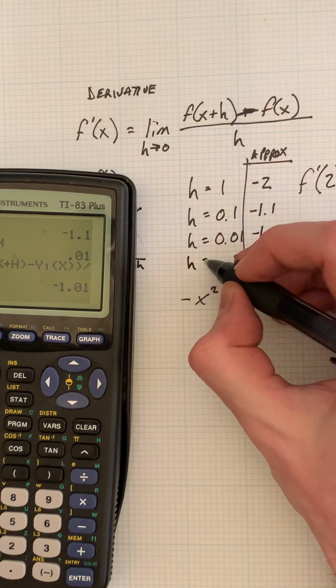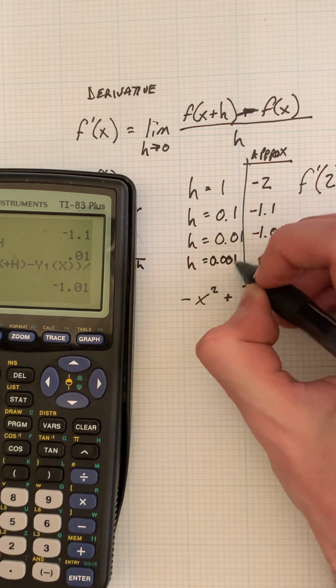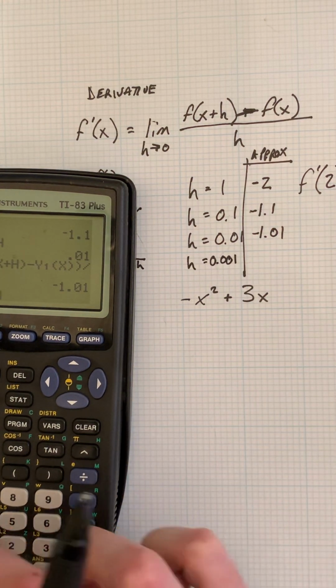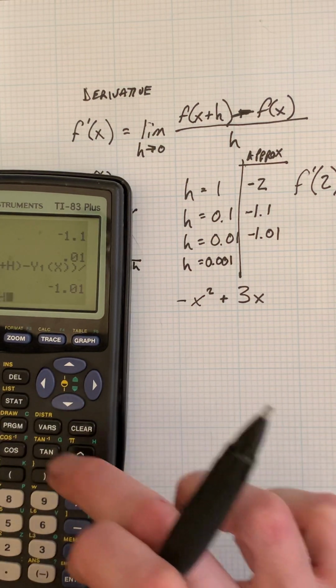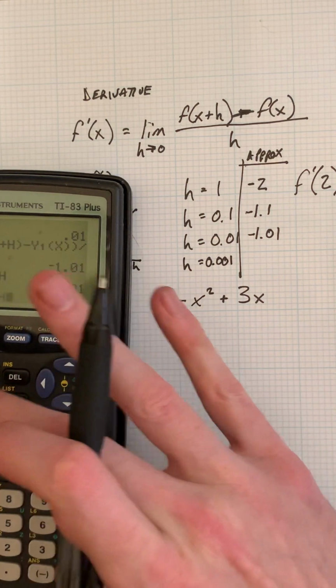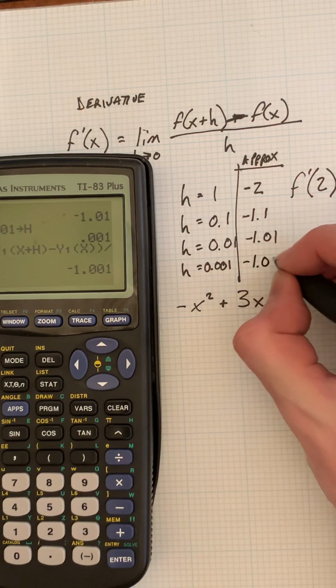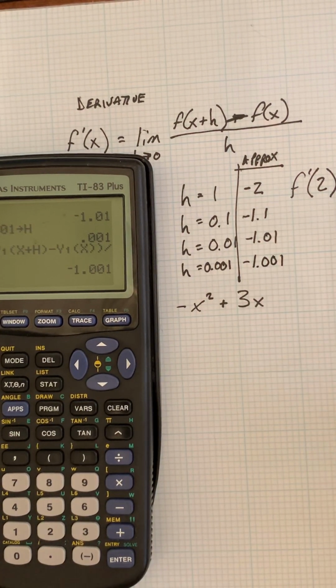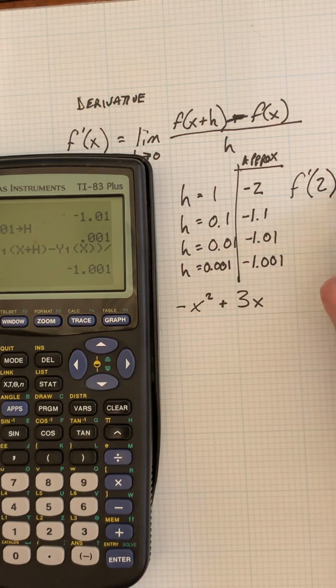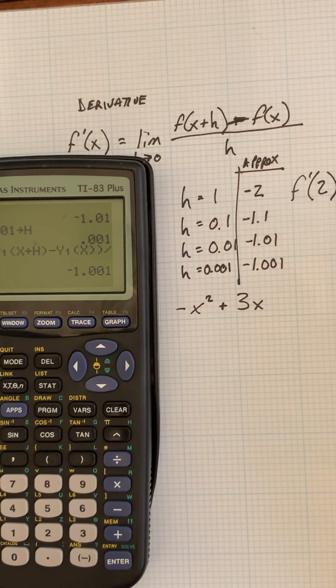And you can probably guess if we did 0.001, what we're going to get, negative 1.001. So it looks like f prime of 2, as h gets smaller and smaller, it looks like it's probably going to be negative 1.